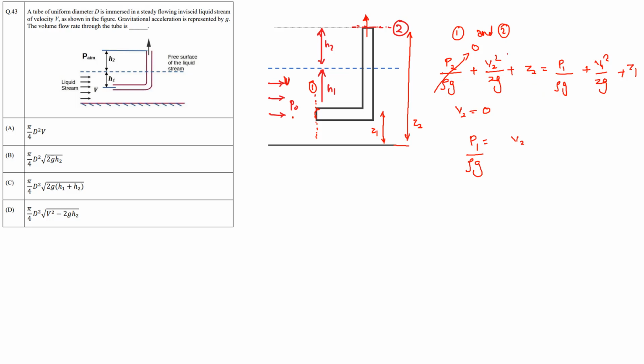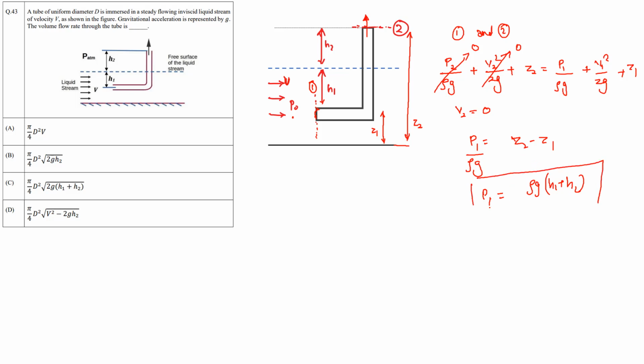And then I guess you can take this out. This goes to 0. And then P1 over rho g becomes Z2 minus Z1. And if you look at Z2 minus Z1 carefully, this will be nothing but H1 plus H2, because they have given it in terms of H1 plus H2. H1 plus H2 is Z2 minus Z1.